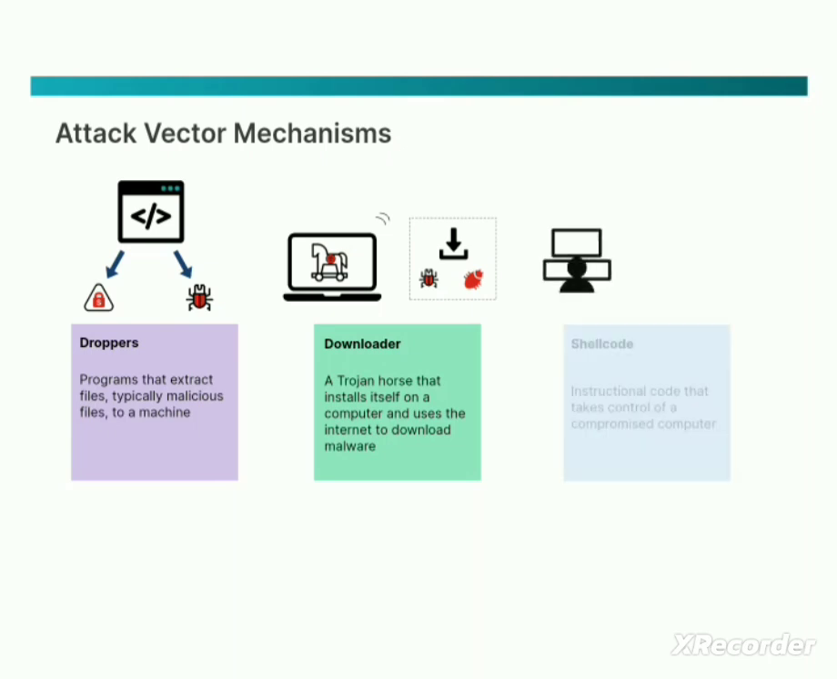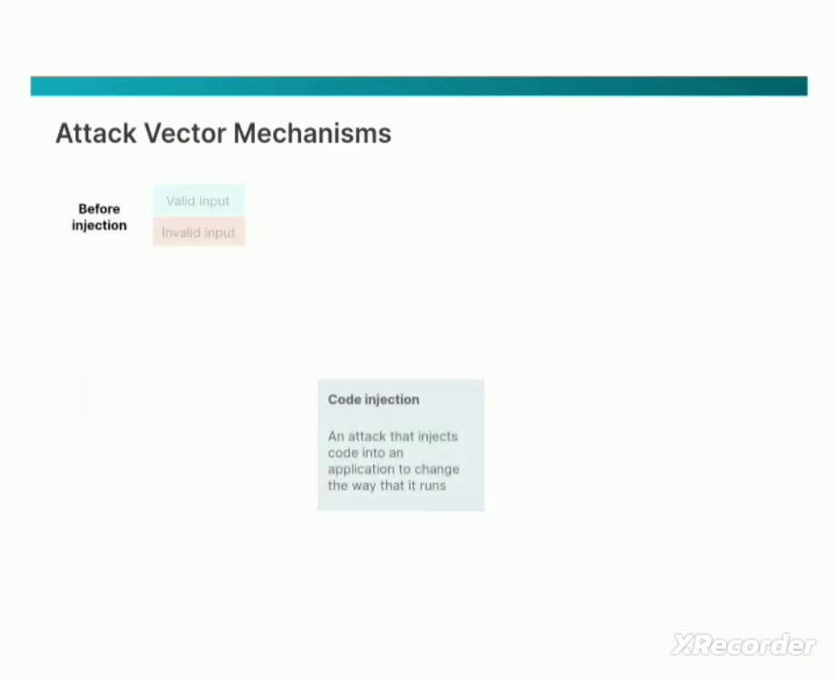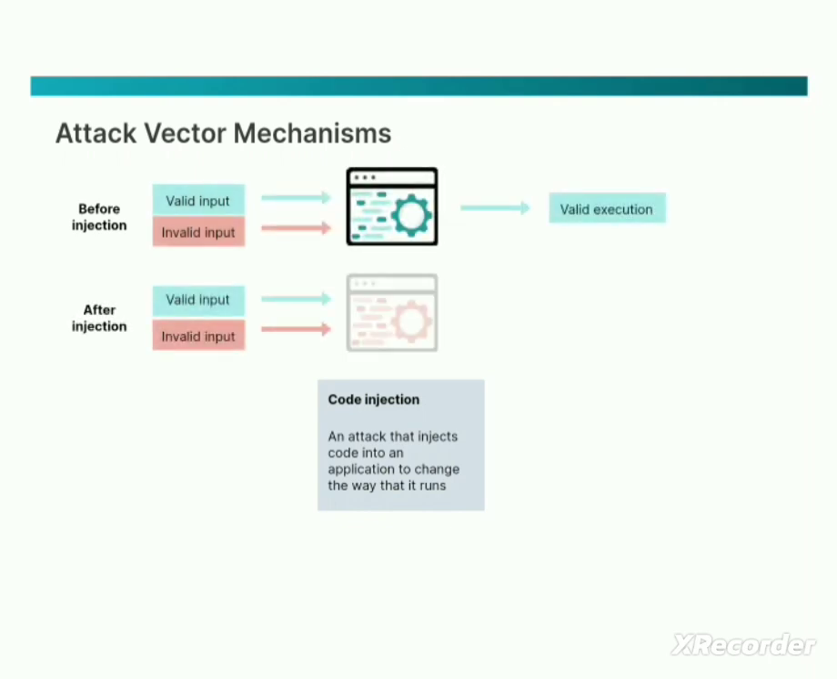Shellcode is a set of instructions in software that execute a command to take control of or exploit a compromised computer. Code injection is the term used to describe attacks that inject code into an application. The injected code is interpreted by the application, changing the way a program executes. Code injection attacks typically exploit an application vulnerability that allows the processing of invalid data.